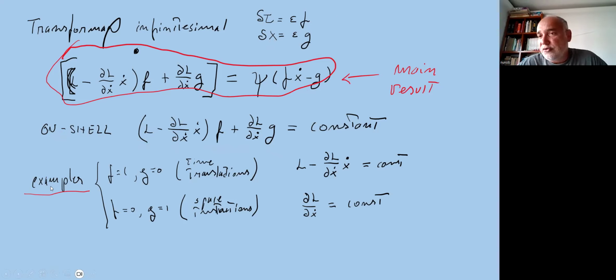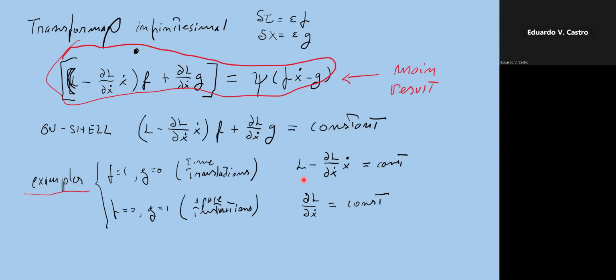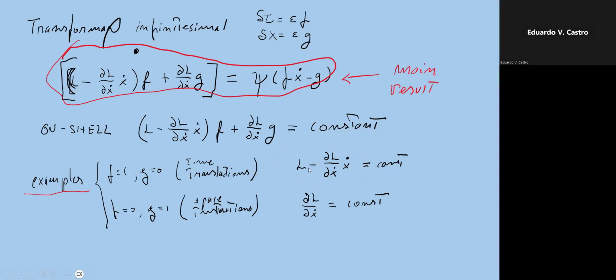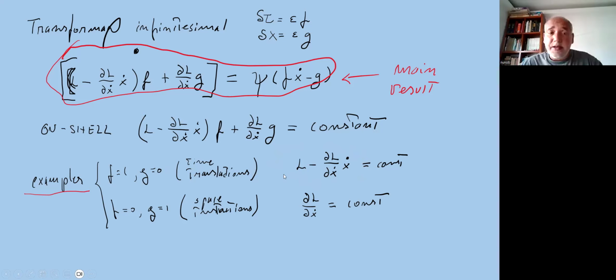Okay, now we can give the two simplest examples. If we take here f equal to 1, the variation in t is just proportional to this epsilon, and the variation in x is 0. So this corresponds to time translations. Then you get that this quantity must be a constant, and you can recognize this as the energy. In fact, the symmetry of the energy, okay? And in the other case, space translations, we get this, which is just the conservation of linear momentum. So this is the famous connection between symmetries and conservation laws.